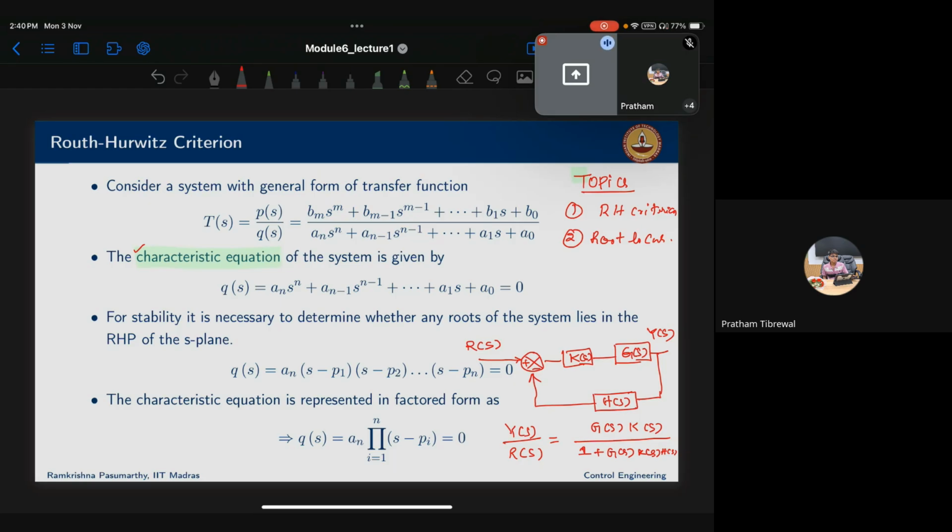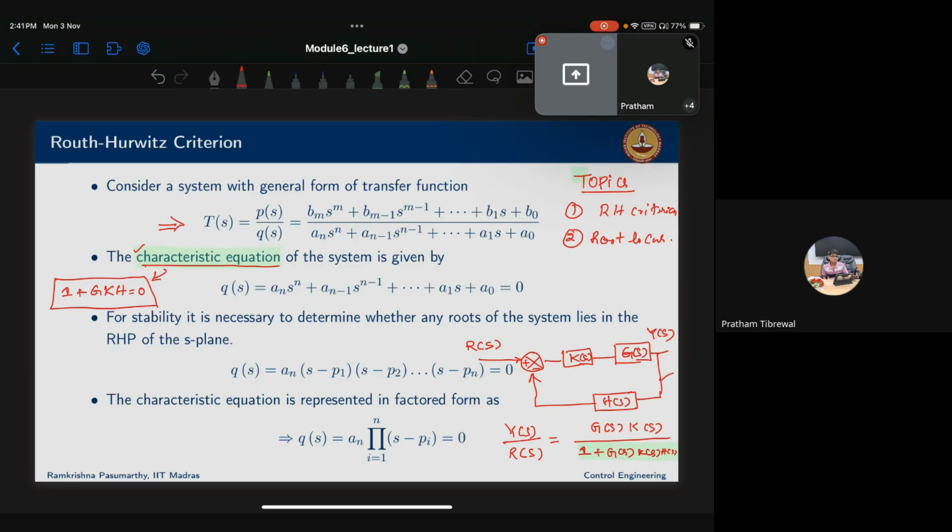If we have the numerator and the denominator, this particular denominator, 1 plus g k h of s equal to 0, is called the characteristic equation of the closed loop system. So 1 plus gkh equal to 0 is the characteristic equation of this closed loop system.